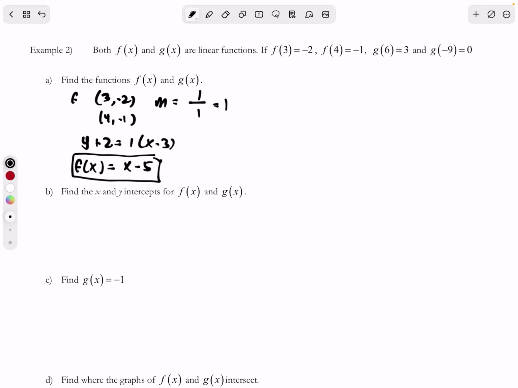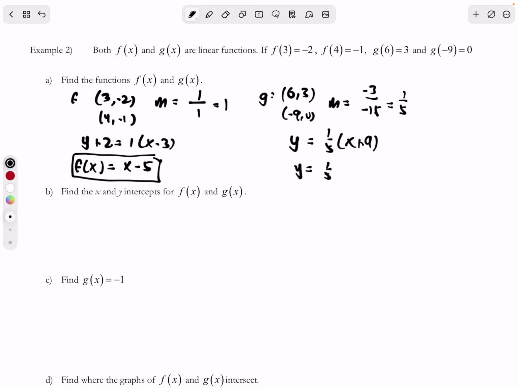All right, g of x, let's see, g, we have 6, 3, and -9, 0. The slope is 0 minus 3 over -9 minus 6, that's 1/5. And I'm going to use the second point, y minus 0 equals 1/5 x plus 9. How about y equals 1/5 x plus 9/5?